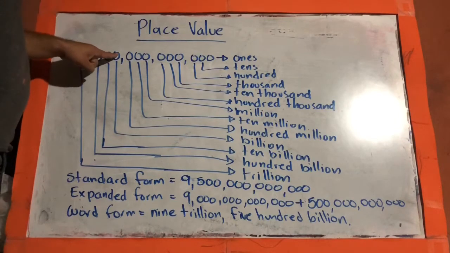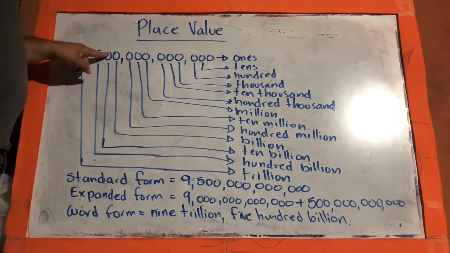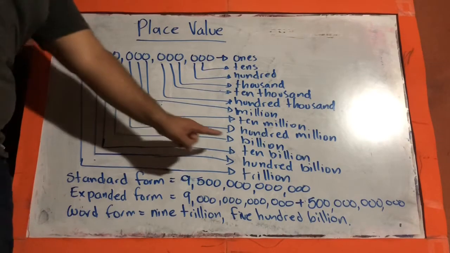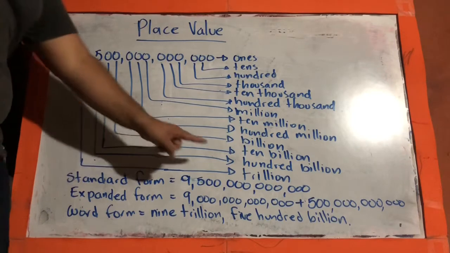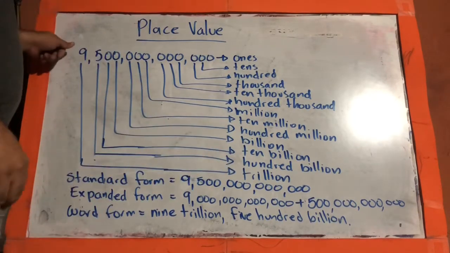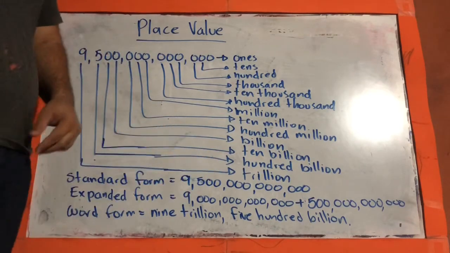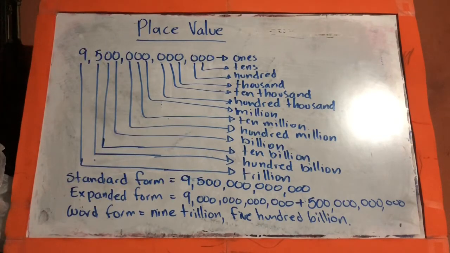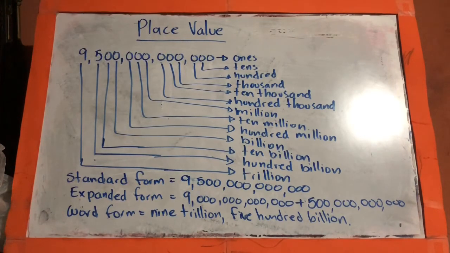This one, the 10th digit is billion. The 11th digit is 10 billion. The 12th digit is 100 billion, and the 13th digit is trillions. Okay, those are the place values of each of those numbers, starting from ones to trillions.